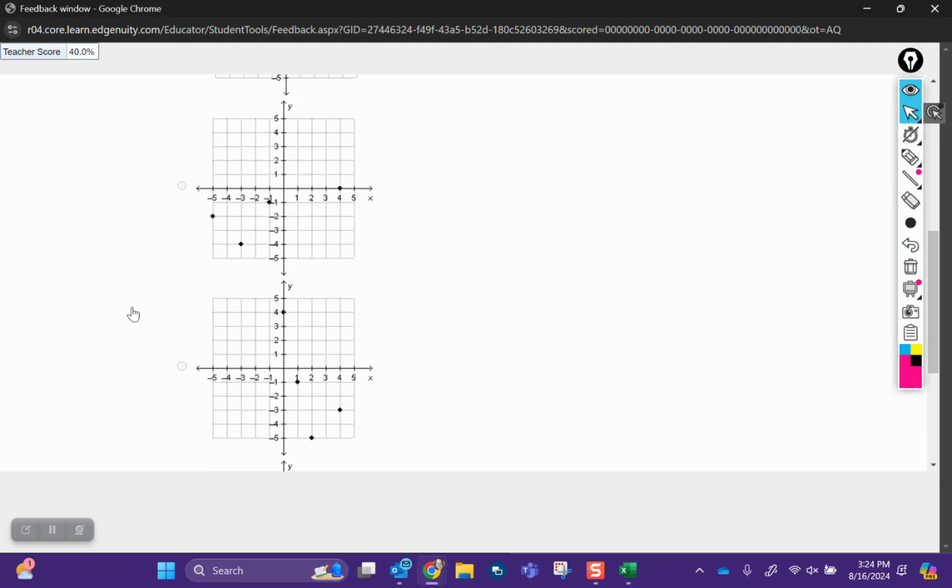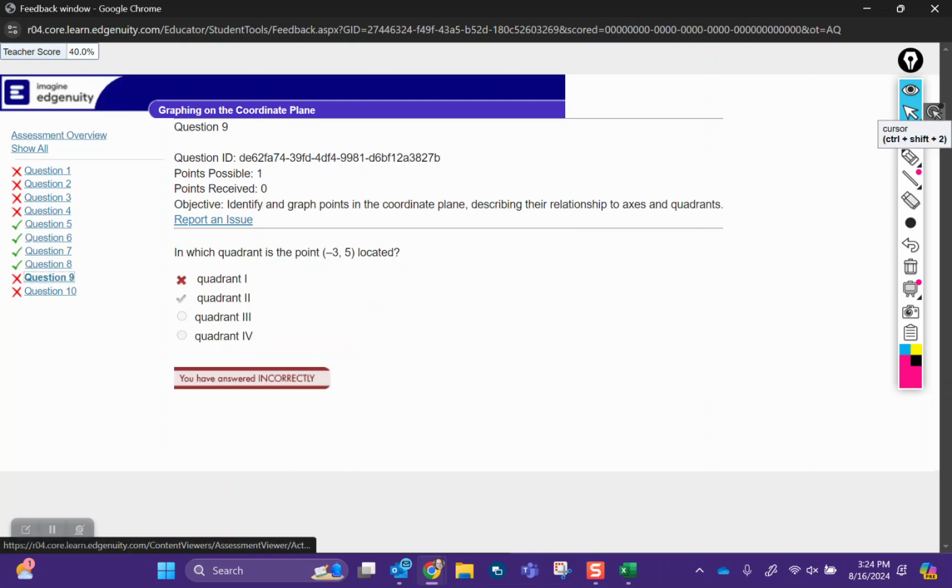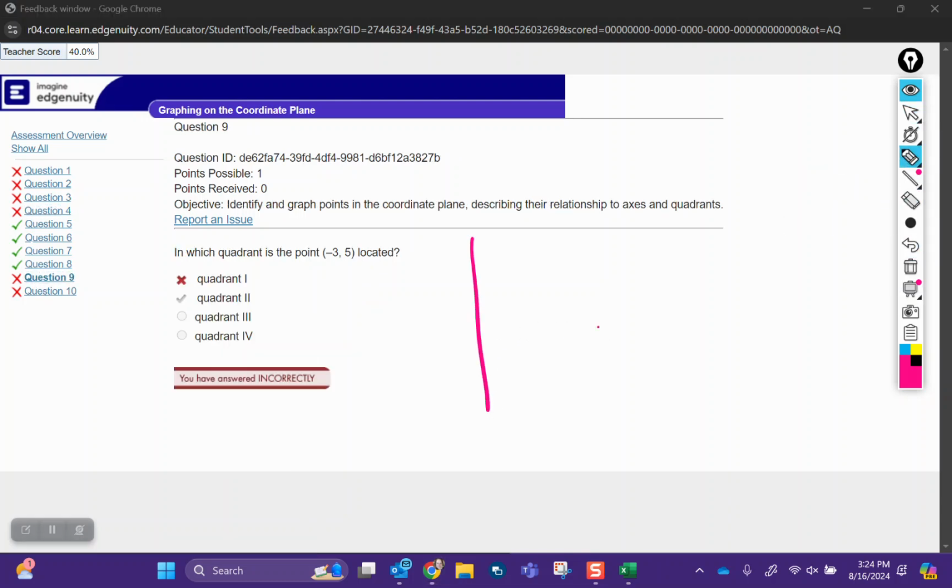And again, it doesn't look like you answered that one at all. Quadrants, again, this is why taking notes is really important, because you could have just looked in a notebook had you written this down from the instructional video. Please make sure that you're taking notes.